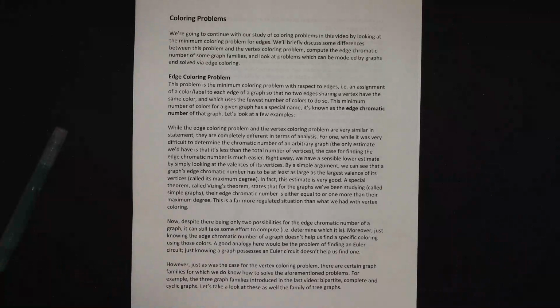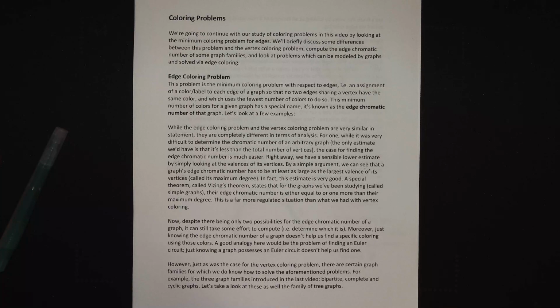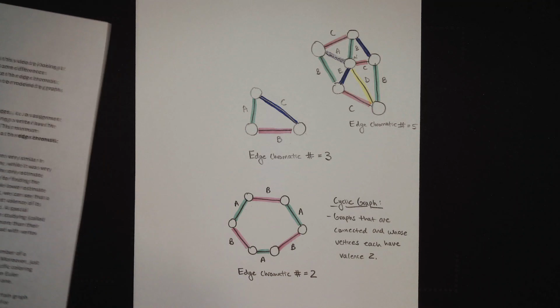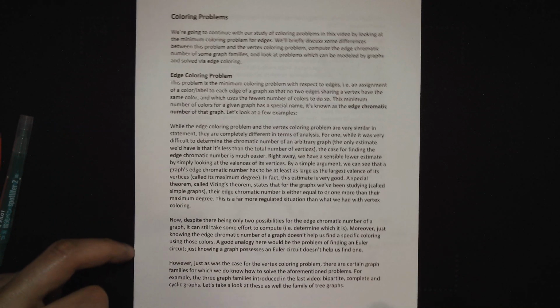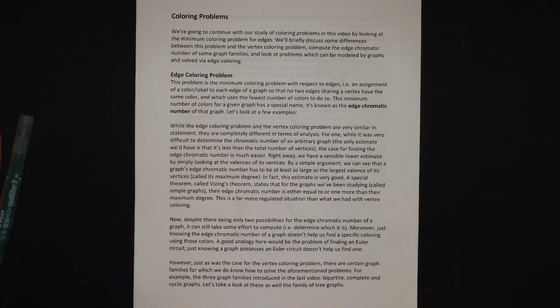So this is a far more regulated situation than what we had with vertex coloring. There are literally only two possibilities for the edge chromatic number with respect to the maximum degree of the graph. Now, despite there being only two possibilities, it can still take some effort to compute this value, so determine which of the two possible values it is. Moreover, just knowing the edge chromatic number of a graph doesn't actually help us find a specific coloring using those colors. A good analogy here would be the problem of finding an Euler circuit. Just knowing a graph possesses an Euler circuit doesn't actually help us find one.